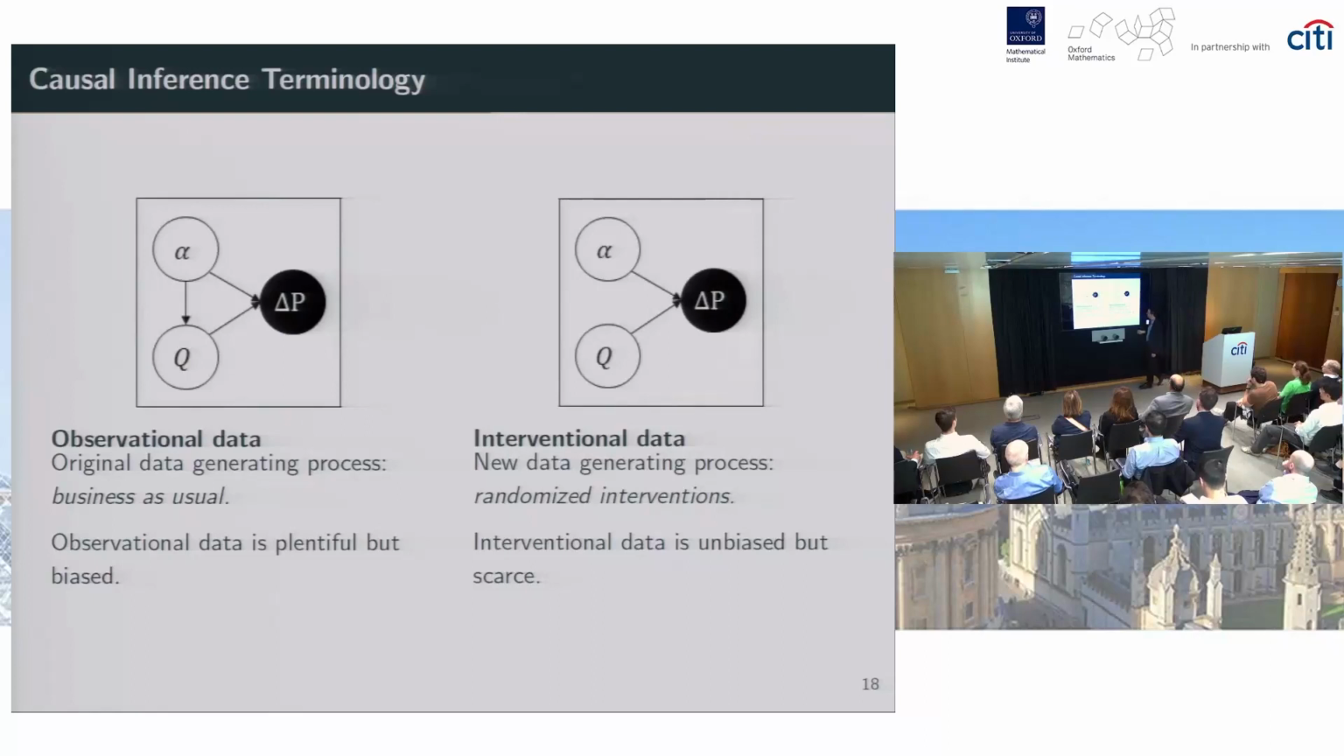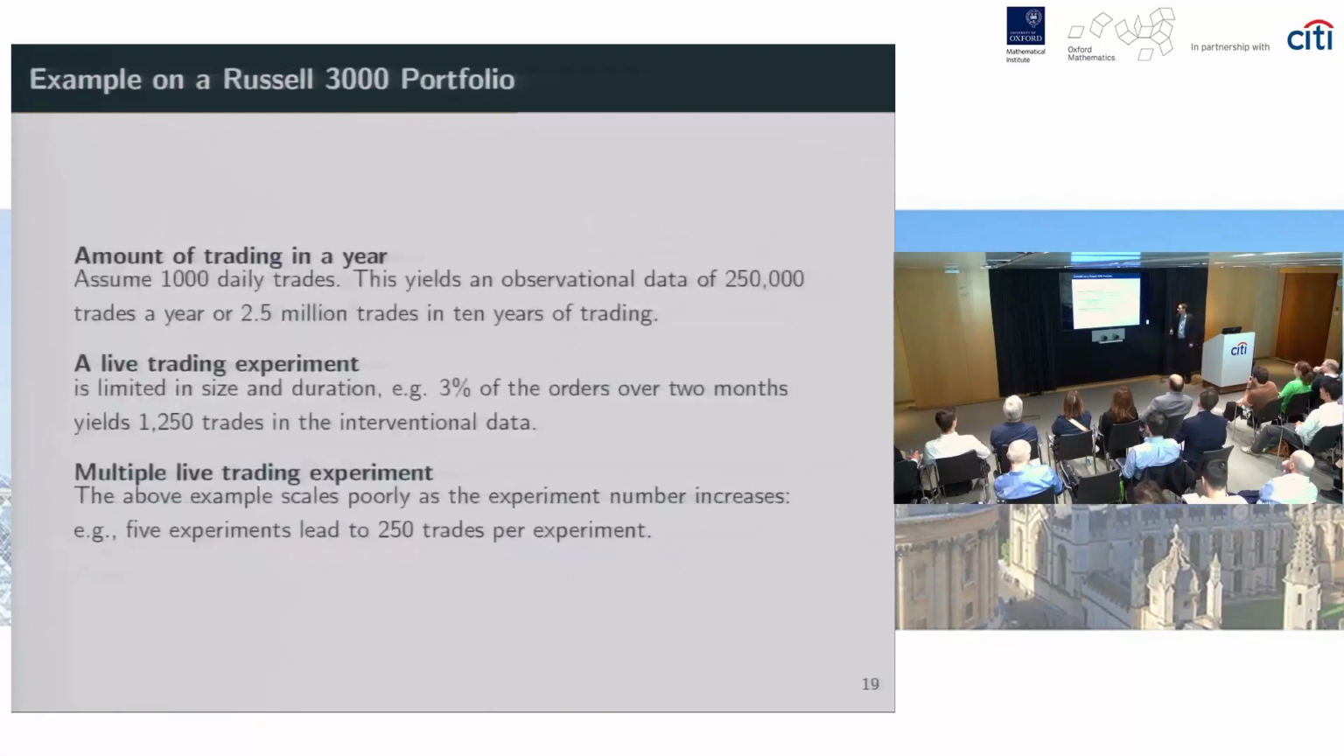But there's a practical issue. Interventional data is unbiased, but it's scarce. You're not going to be able to have a lot of it. And that's going to cause you problems from a confidence interval perspective. So let me give an example.